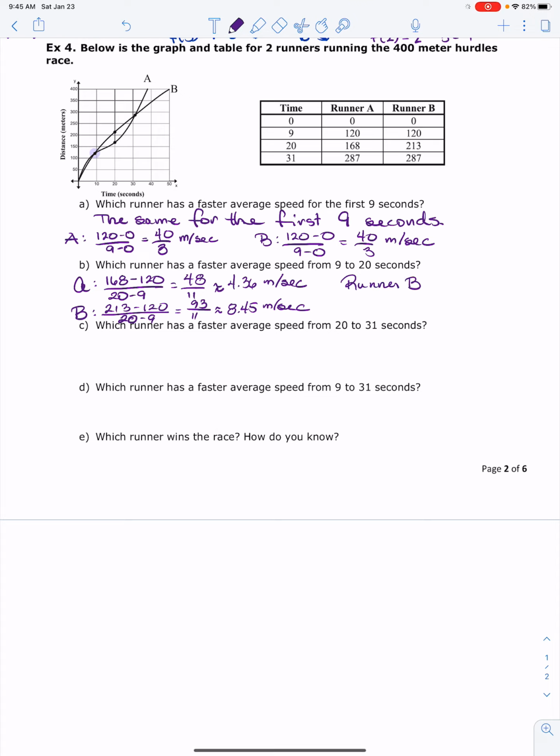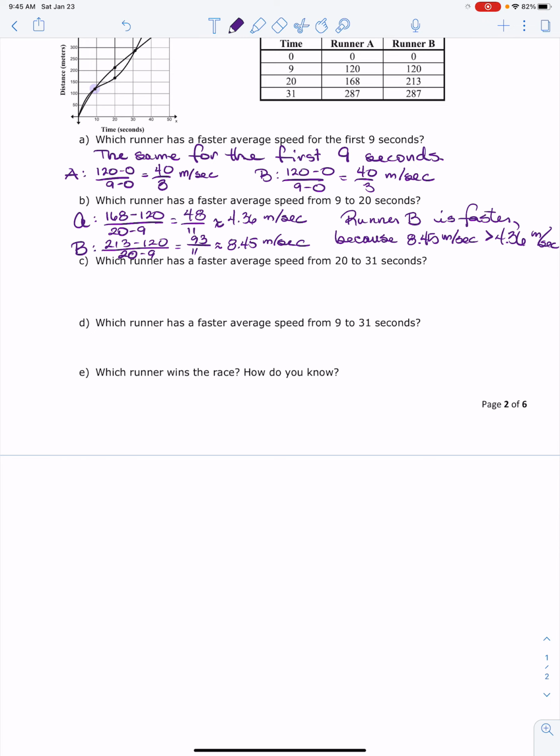Runner B has a faster average speed, because 8.45 meters per second is faster than 4.36 meters per second. Always make sure you provide numbers to back up your statement. Not really okay to just say runner B is faster. You need to use the numbers to justify your argument.